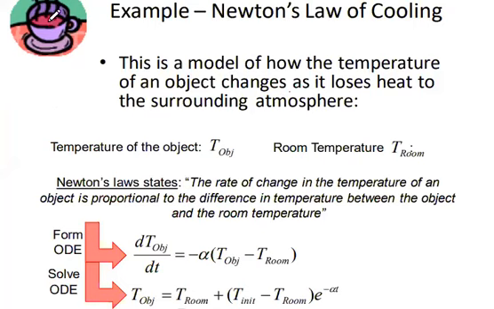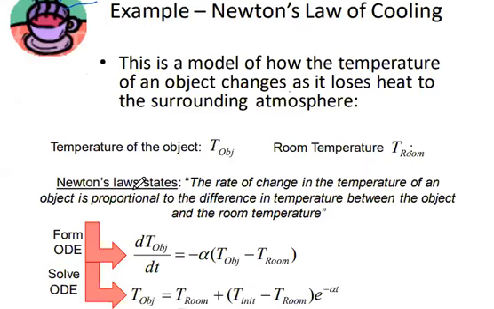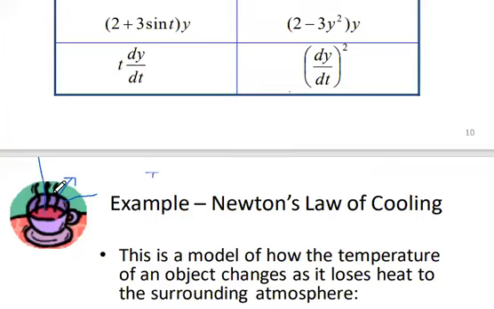The temperature of this liquid or coffee is changing because the room temperature is low and the temperature of the coffee is high. Heat is flowing from high to low, therefore the temperature of this liquid is reducing. The temperature of the object is denoted by this, and the temperature of the room by this. Let's say at a general time t.